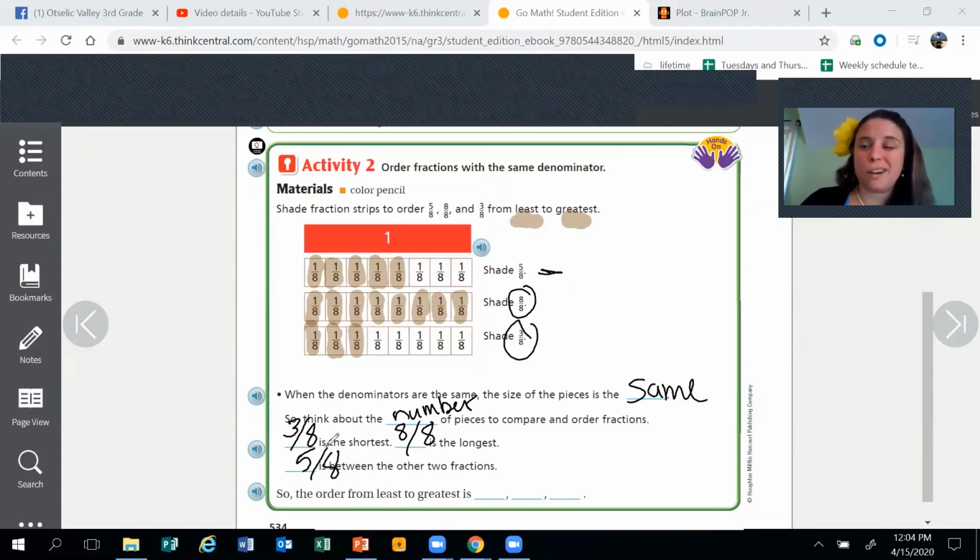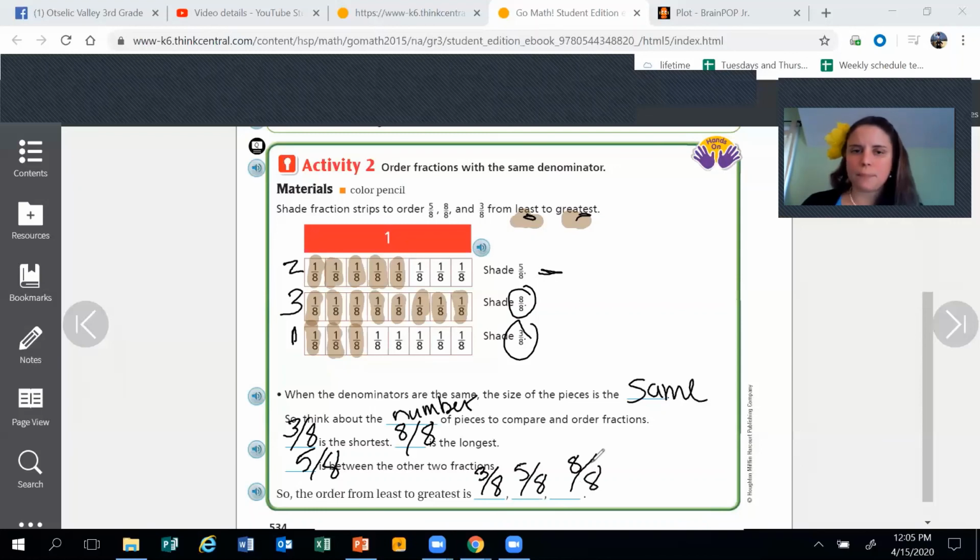So put them in order. I like to write on my paper to make sure I don't do the wrong thing. We are doing least to greatest. So the least is this one. The middle is this one. And the greatest is this one. So I'm going to put them in that order. 3/8, 5/8, and 8/8. Okay.